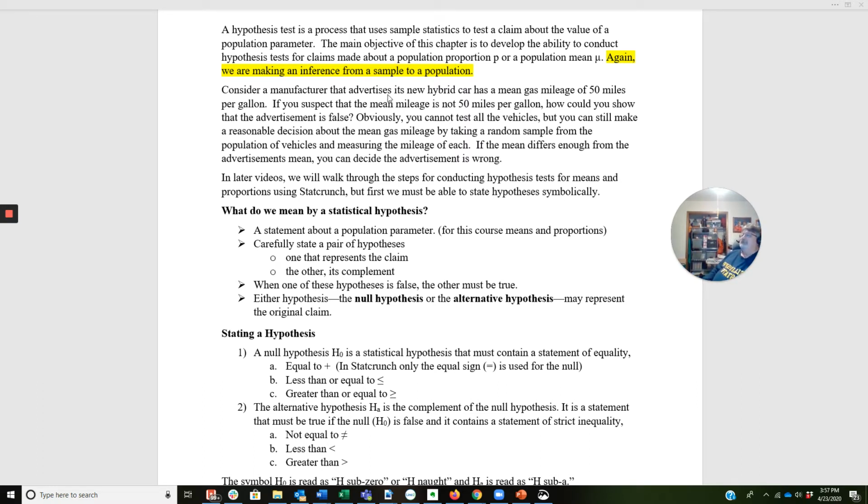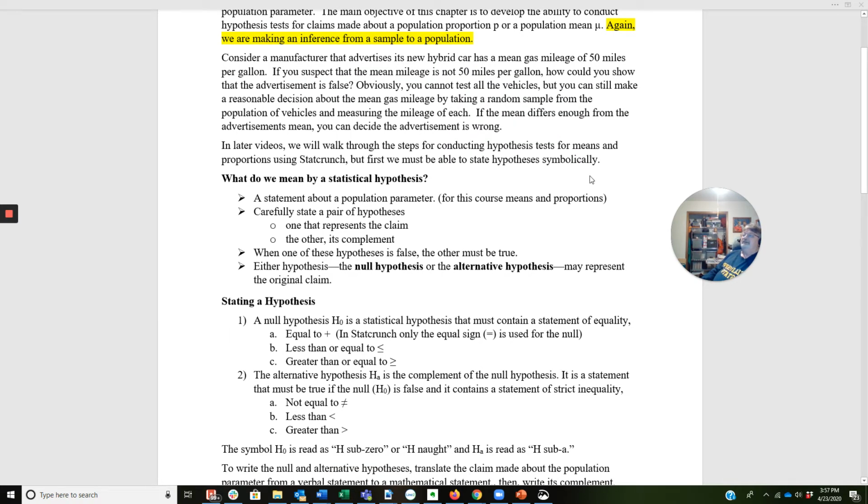So in later videos, we're going to walk through the steps for conducting hypothesis tests for means and proportions using StatCrunch. But first, we want to be able to state the hypothesis symbolically. So what do we mean by a statistical hypothesis? It's a statement about a population parameter, again, for this course, means and proportions. We're going to carefully state a pair of hypotheses, one that represents the claim, the other its complement.